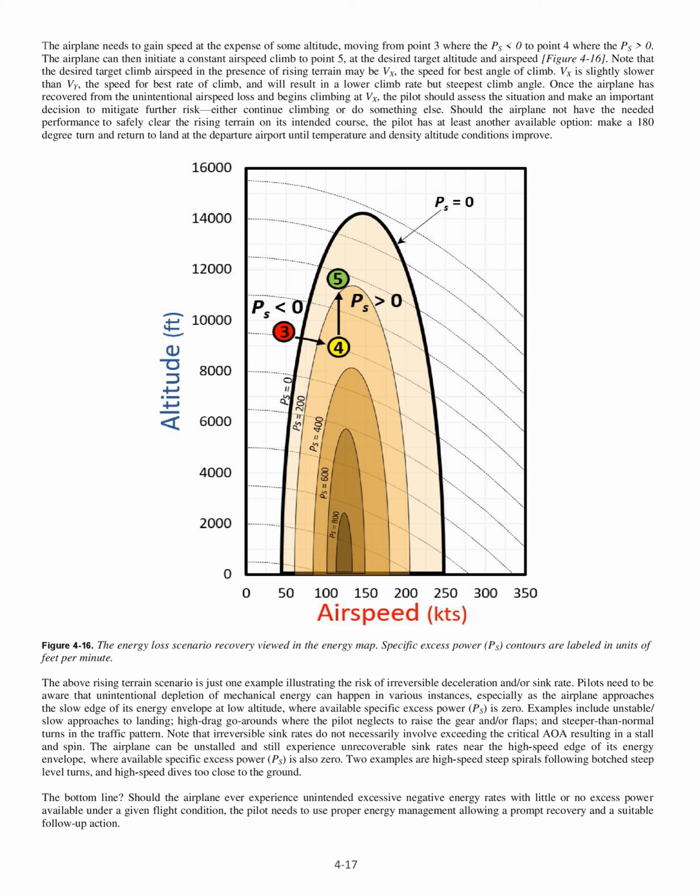Note that irreversible sink rates do not necessarily involve exceeding the critical angle of attack resulting in a stall and spin. The airplane can be unstalled and still experience unrecoverable sink rates near the high-speed edge of its energy envelope, where available specific excess power, PS, is also 0. Two examples are high-speed steep spirals following botched steep level turns, and high-speed dives too close to the ground.